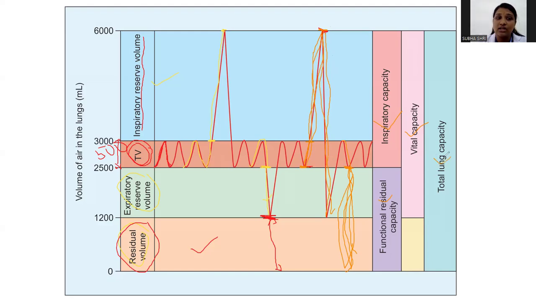Last is total lung capacity. What is total lung capacity? From 0 till maximum. So it will be addition of residual volume, expiratory reserve volume, tidal volume, inspiratory reserve volume. So if you add all the volumes, it will be total lung capacity. It can also be said as addition of functional residual capacity plus inspiratory capacity. Okay, so these are the lung volumes and capacities.